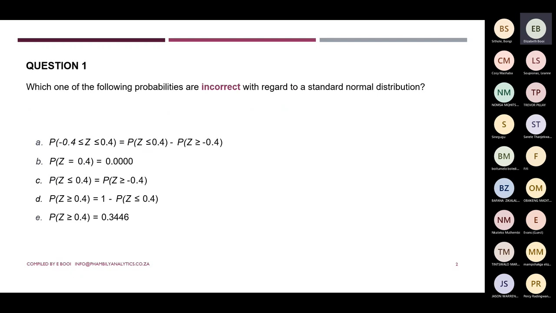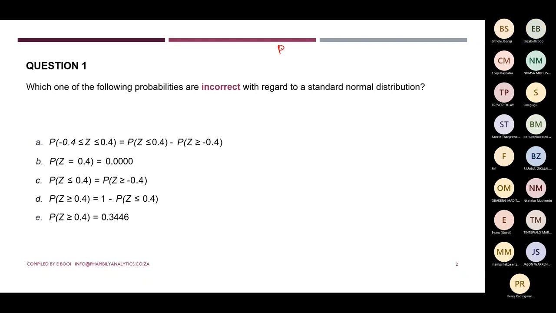So you need tables to answer this kind of question. Which one of the following probabilities is incorrect with regard to a standard normal distribution? Sometimes you will require a table, sometimes you just require the logic. And you remember the logic that we have.